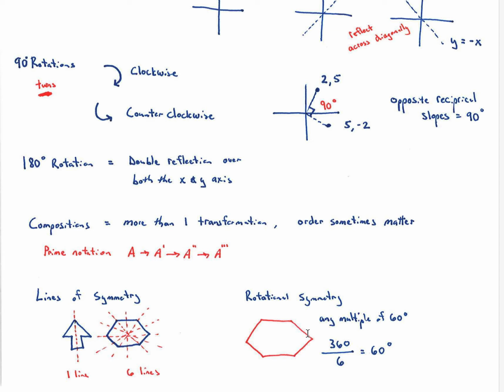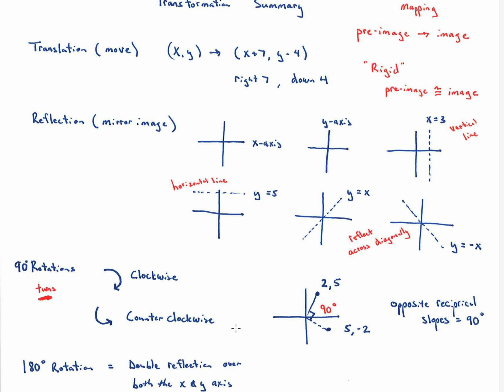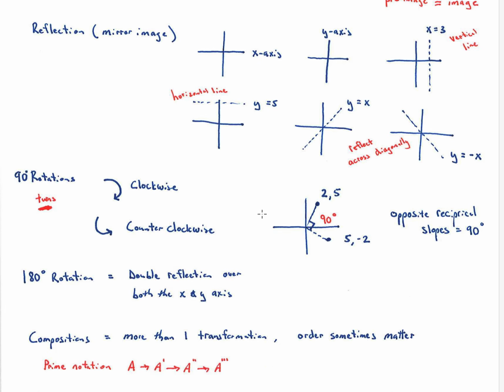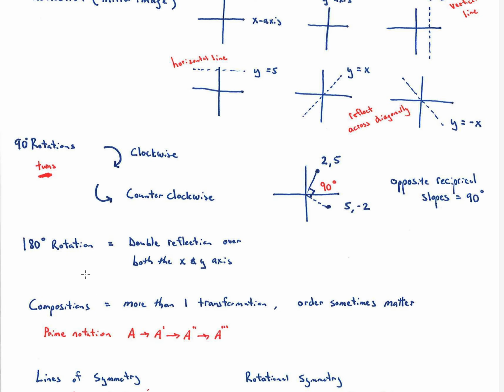Okay, so we do have rotational symmetries and lines of symmetry, but the big part of this unit is just being able to do the 3 main transformations: translations, reflections, and rotations. And we have to be able to typically rotate about the origin, but we really can rotate about any point. And we have to be able to do clockwise and counterclockwise. And then certainly I can put them all together and make a composition of them.